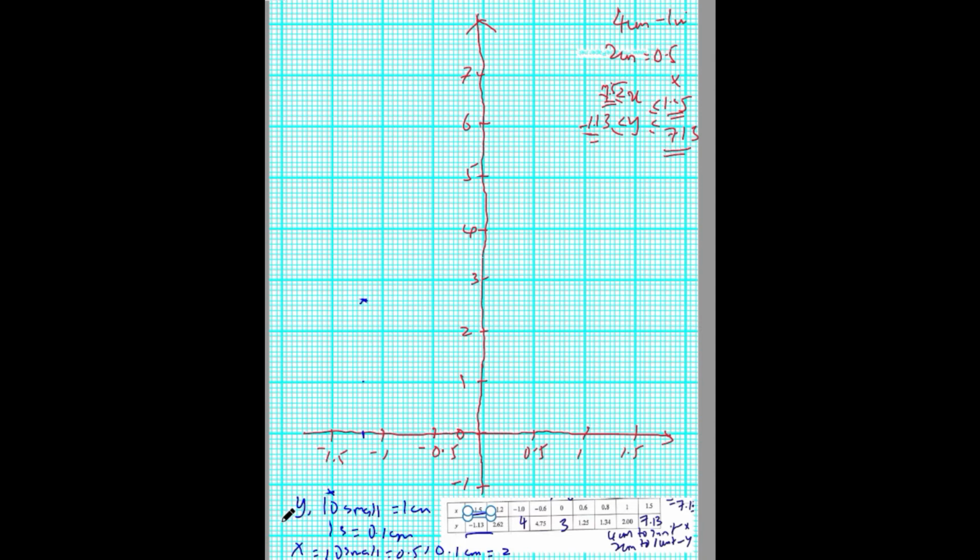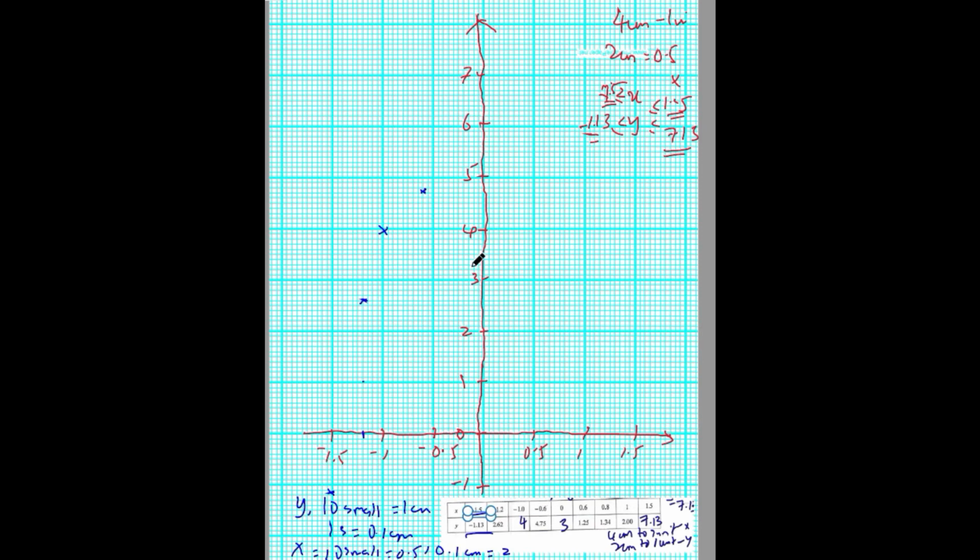Okay, this is the point. And then we have -1.0 and 4, which is here. And then we have -0.6 and 4.75, so in between 4.7 and 4.8. Negative 0.6 is 2 to the left of -0.5, and 4.75 is in between 4.8 and 4.7. So somewhere in between here.